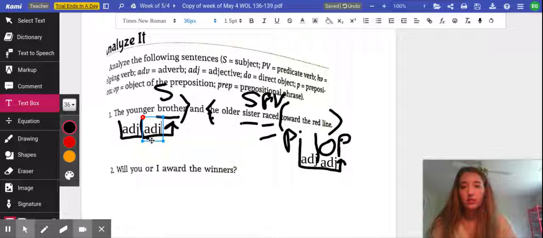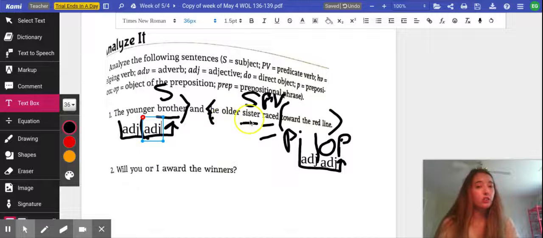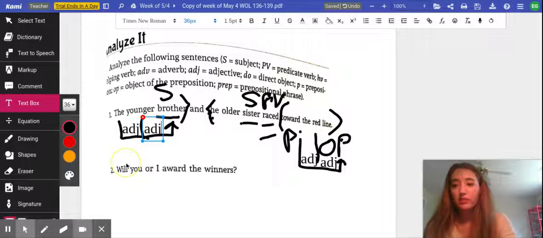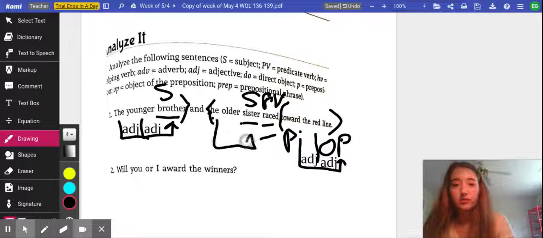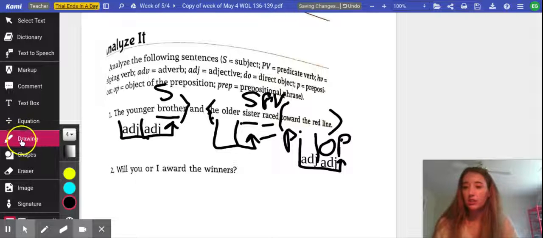Okay. The and older modify sister. I know it looks like he, but that's the word the. The tells us which sister. Older tells us what kind of sister.